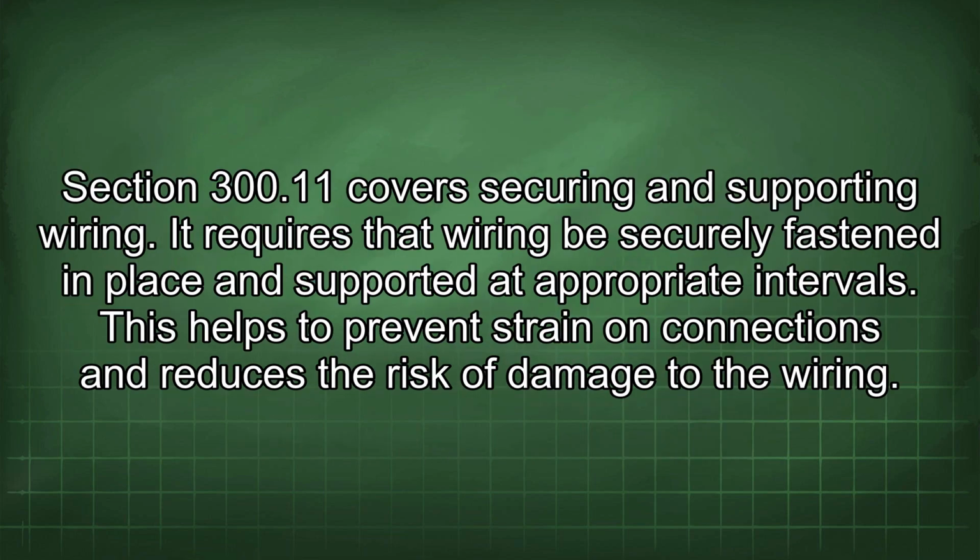Section 300.11 covers securing and supporting wiring. It requires that wiring be securely fastened in place and supported at appropriate intervals. This helps to prevent strain on connections and reduces the risk of damage to the wiring.